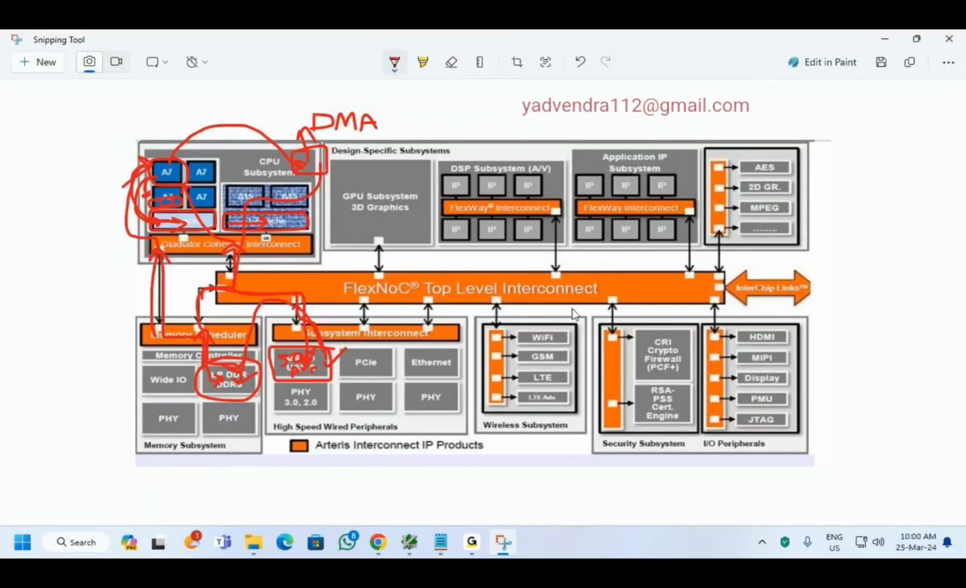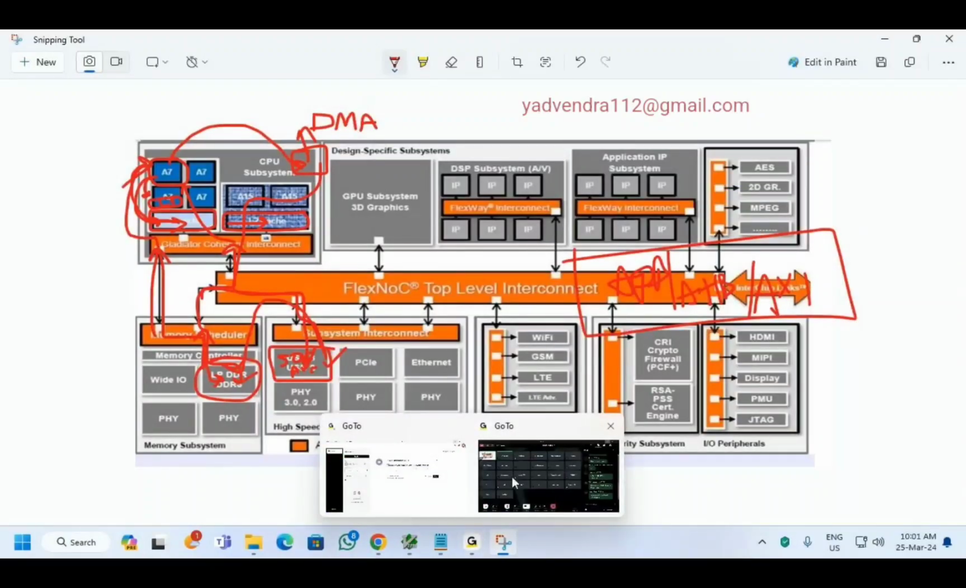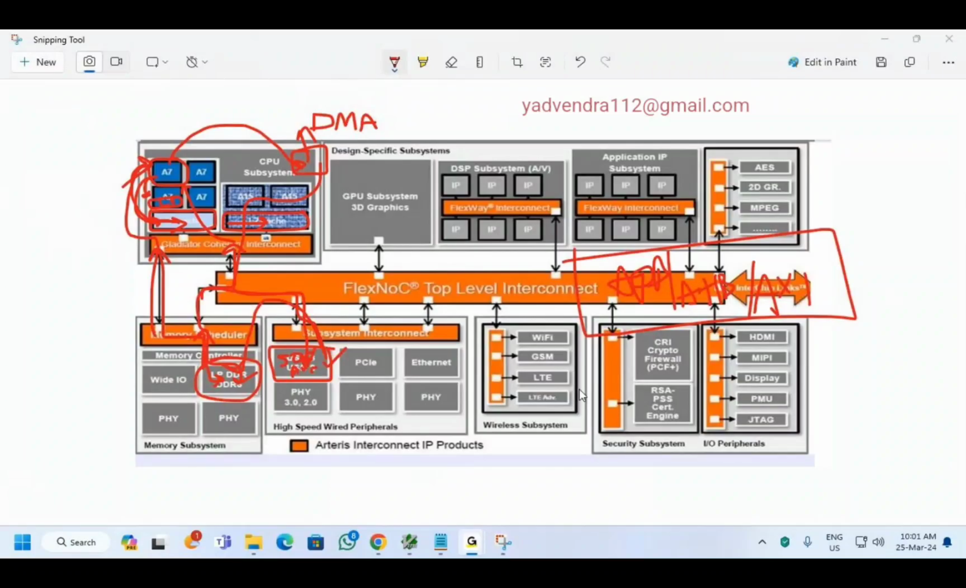Apart from that, 90% of the area we will use APB, AHB or AXI. These are the three protocols we will use in the interconnect. So did everyone understand how the data transfers will happen here, guys? Did everyone understand this? So what is the requirement of AXI? Guys, any doubts here? Did everyone get this?